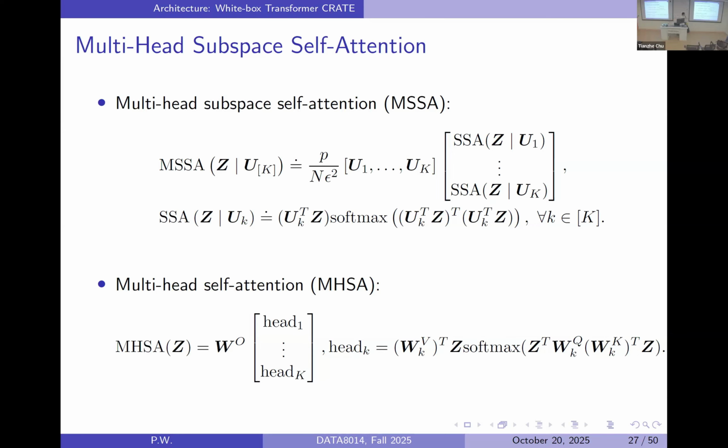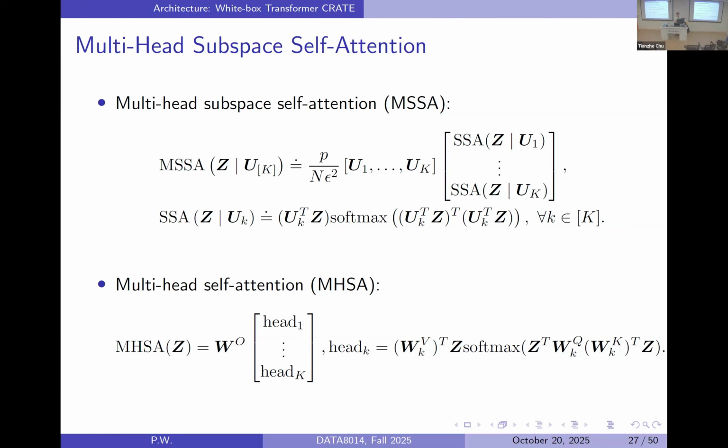And then we obtain the multi-head subspace self-attention. Can you see the connections between these two operators? Multi-head subspace attention and the multi-head subspace self-attention. Actually, it's very straightforward, right? If we take WQ equal to WK, equal to WV, and all of them are equal to U1 to UK, right? Then we can recover the multi-head subspace self-attention, right?